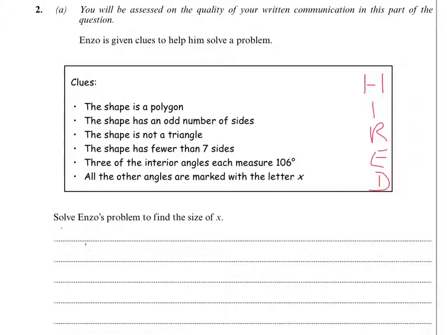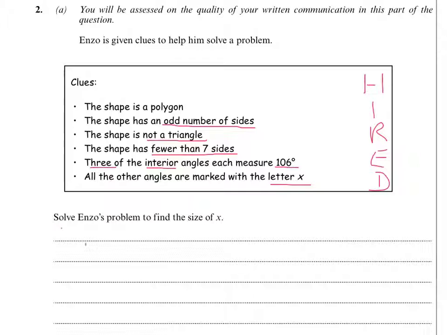So looking at the stages, the shape is a polygon, so the shape has an odd number of sides. That looks useful. The shape is not a triangle. It has fewer than 7 sides, and 3 of the interior angles each measure 106 degrees. All the other angles are marked with a letter X.